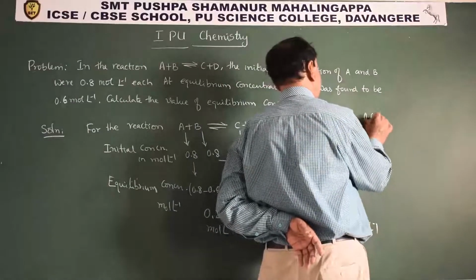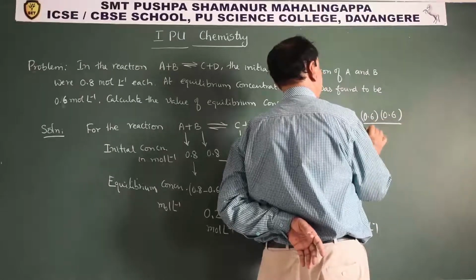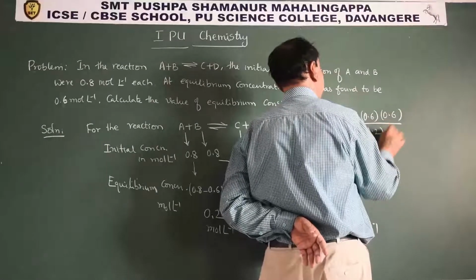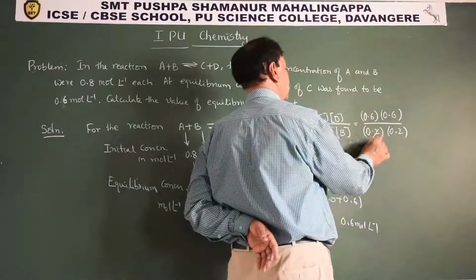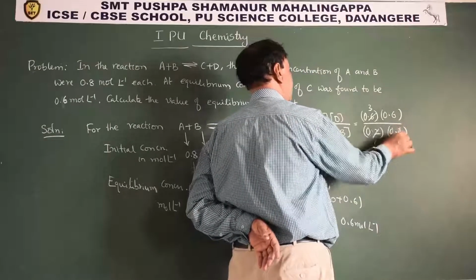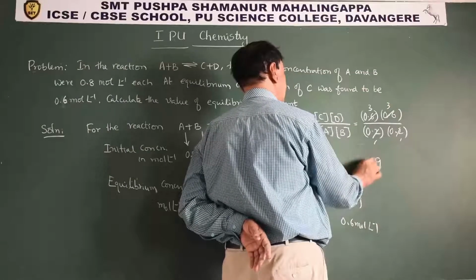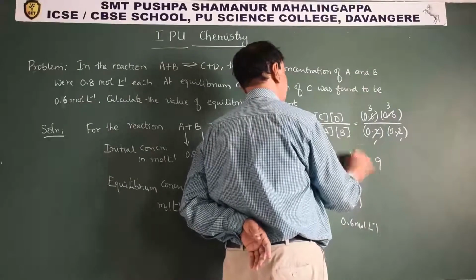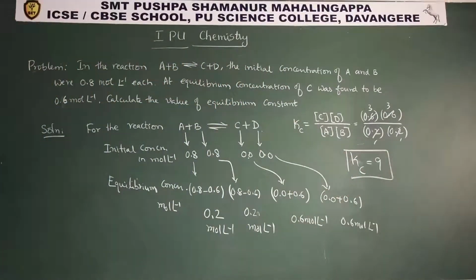Now substitute the values. This is 0.6 into 0.6 divided by 0.2 into 0.2. That is 3 times 3, which is 9. Therefore Kc is equal to 9 for the reaction.